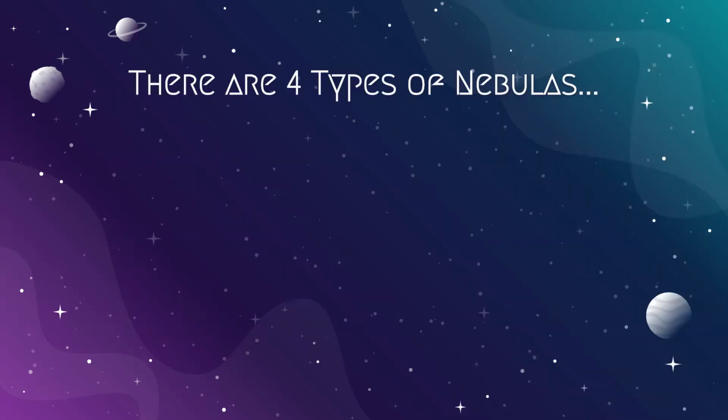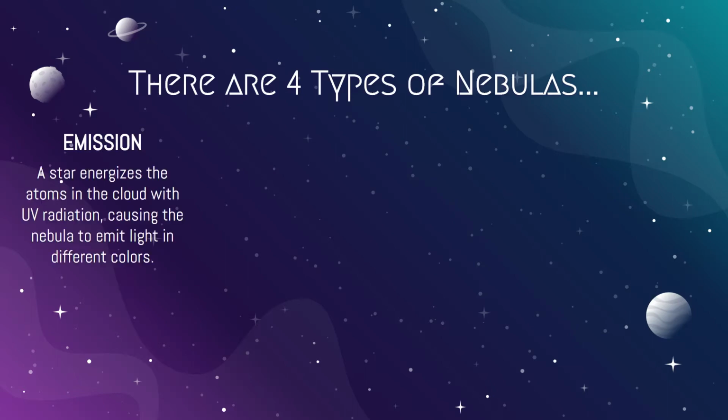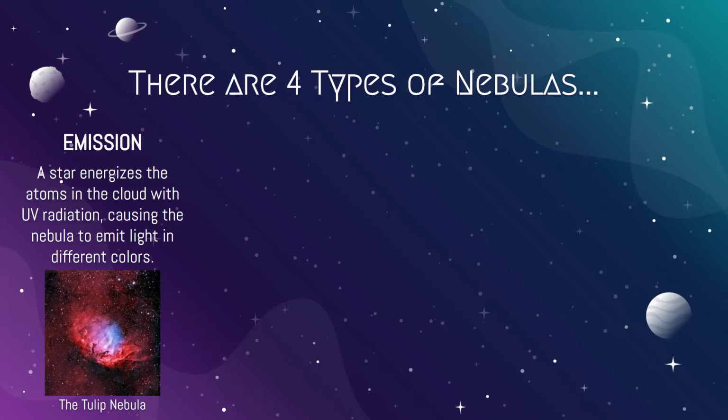There are 4 types of nebula. The first is an emission nebula. A star energizes the atoms in the cloud with UV radiation, causing the nebula to emit light in different colors. An example of an emission nebula is the Tulip Nebula, which you can see a picture of right here.